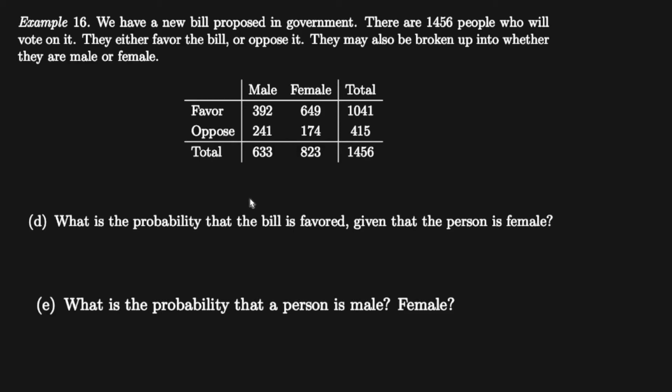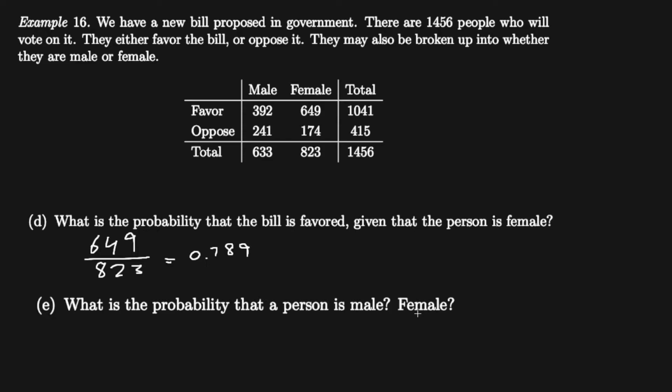Alright, so here we have more examples. D is asking, what is the probability that the bill is favored given that the person is female? We can just look at the female column right here, where we see that 649 females favor out of 823. So 649 out of 823, which is approximately 0.789.